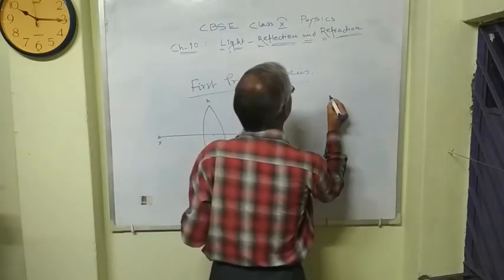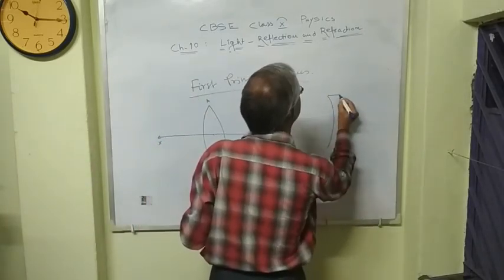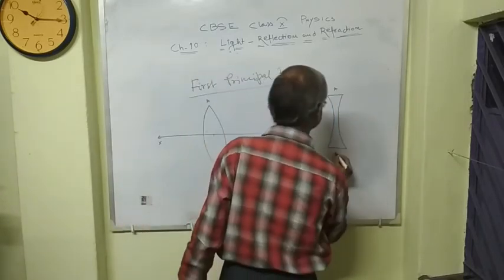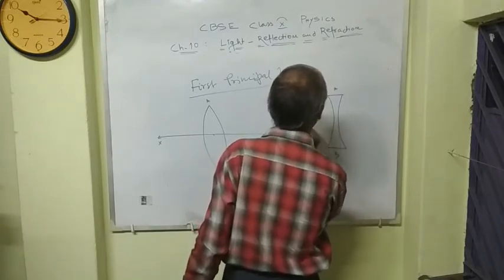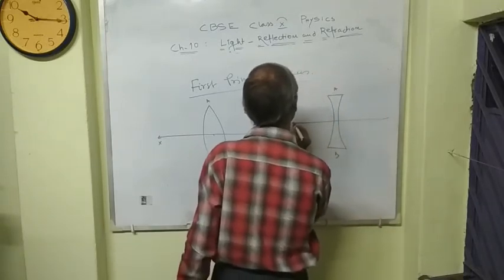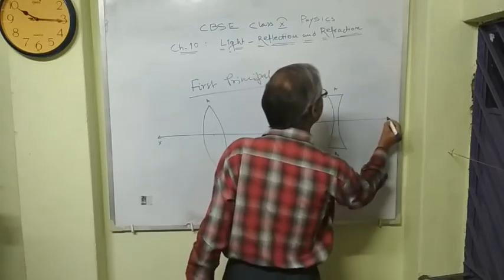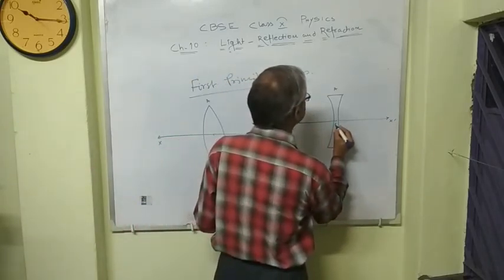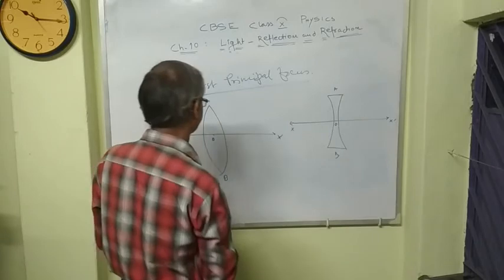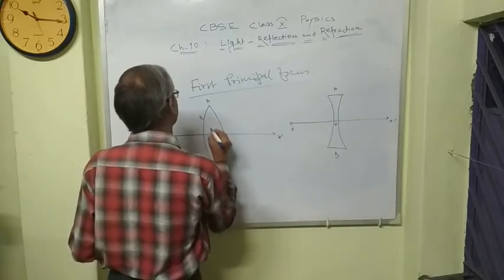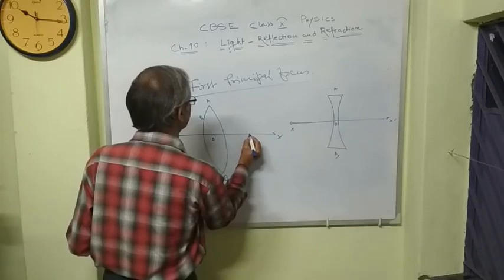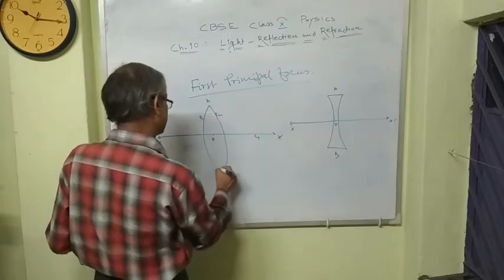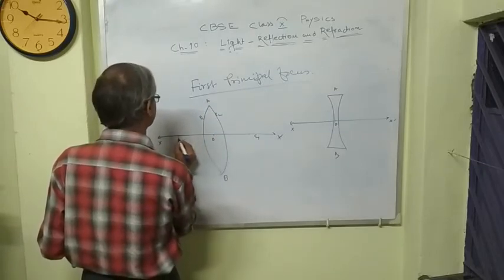Right. Here also we draw a concave lens. This is the lens. This is the principal axis. This is the optical center, already discussed. This surface is P1, and here is the center of curvature, C1. And this surface is P2, and its center of curvature will be C2.